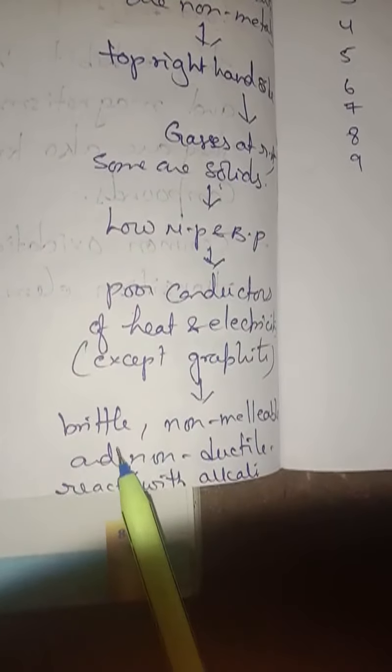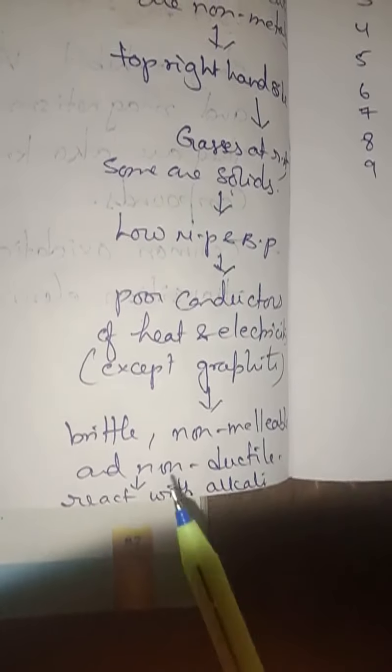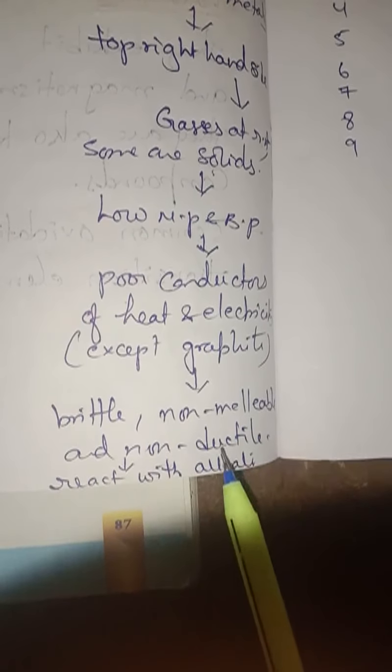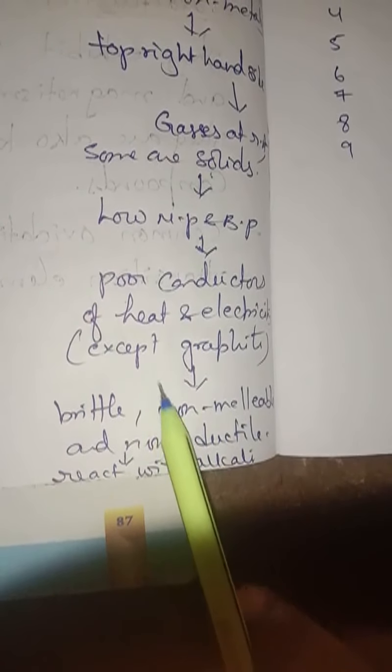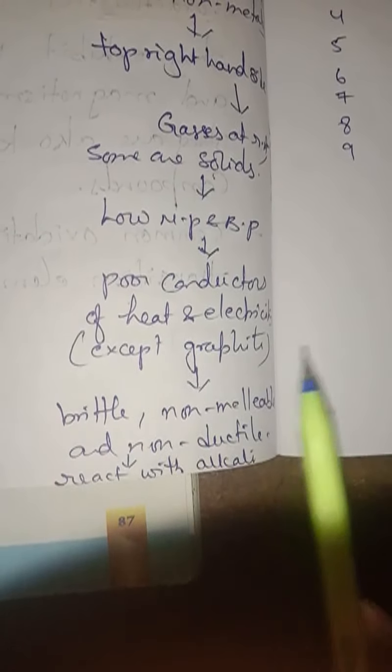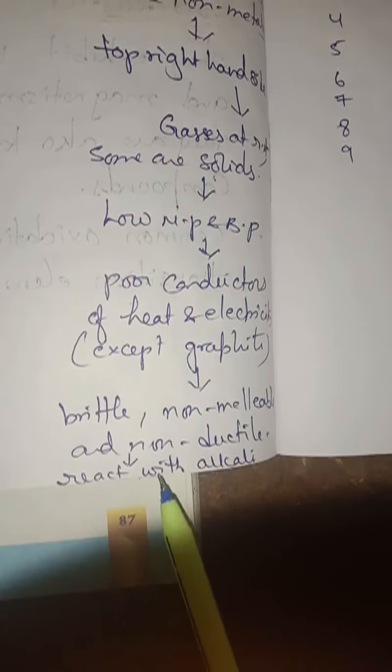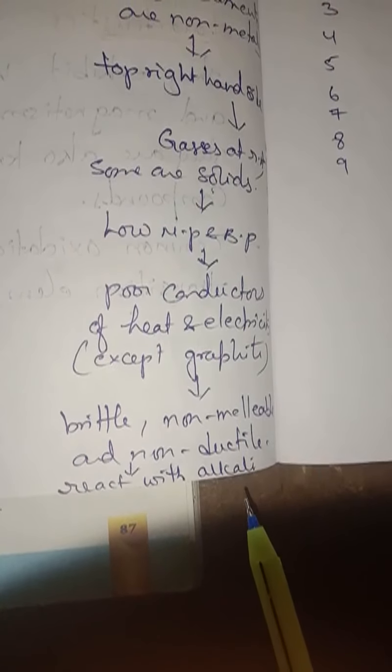Next one, all non-metals are brittle in nature, they can be easily broken, and non-malleable, non-ductile. As they are gases, and some are solids, they cannot be malleable, they cannot be made into sheets, or drawn into wires. Usually they react with alkali solution.